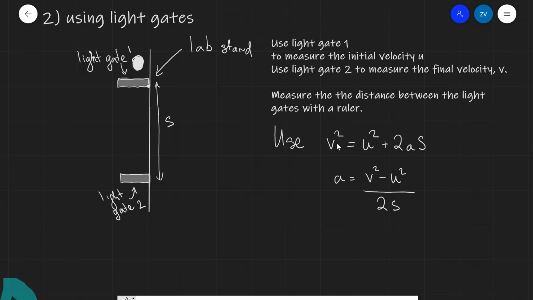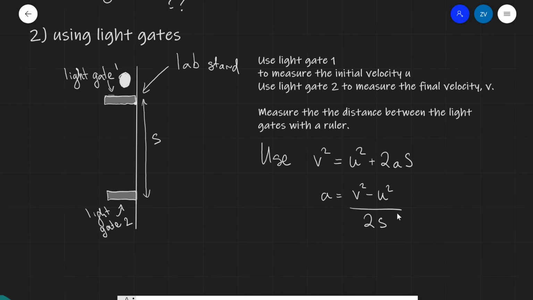After that, we're going to use v squared is equal to u squared plus 2as. Our light gates are going to tell us what v and u are. And we're going to find the acceleration by simply rearranging v squared is equal to u squared plus 2as. As always, we're going to take multiple measurements and then find the average.